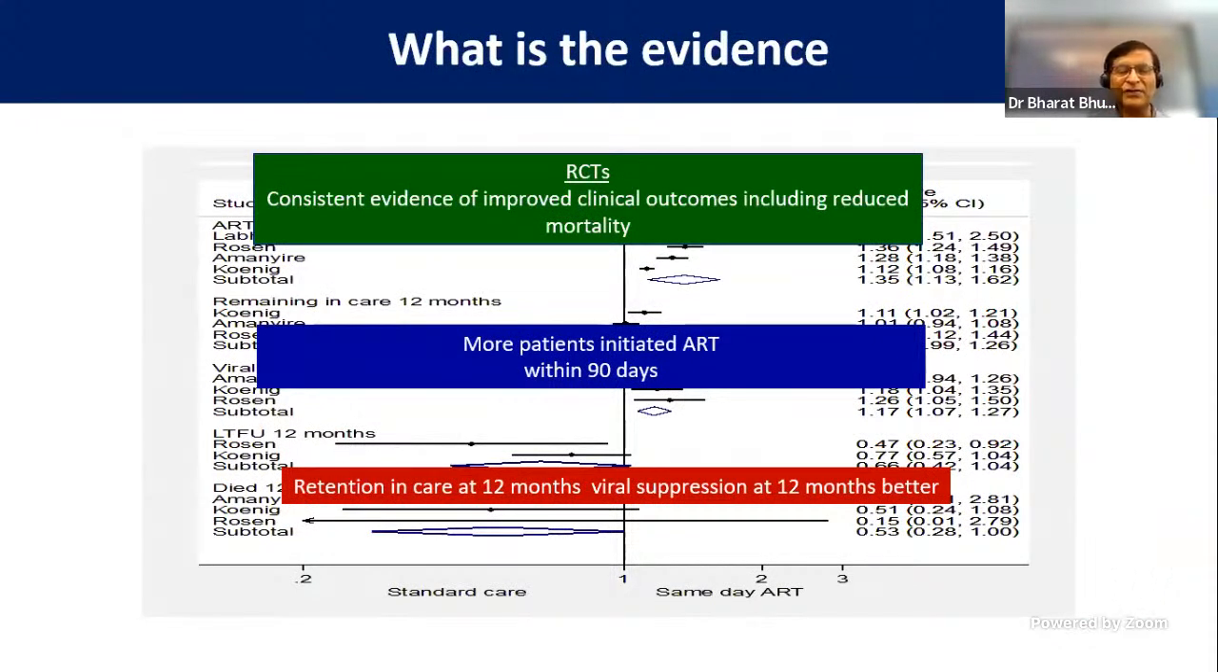This is just to show you some of the evidence. Basically, these are the studies which came. These are meta-analyses of studies which show a consistent evidence of improved clinical outcomes, including reduced mortality. More patients initiated ART within 90 days when they actually tried to receive advanced disease care, and retention in care at 12 months was higher, and the viral suppression was also higher at 12 months.